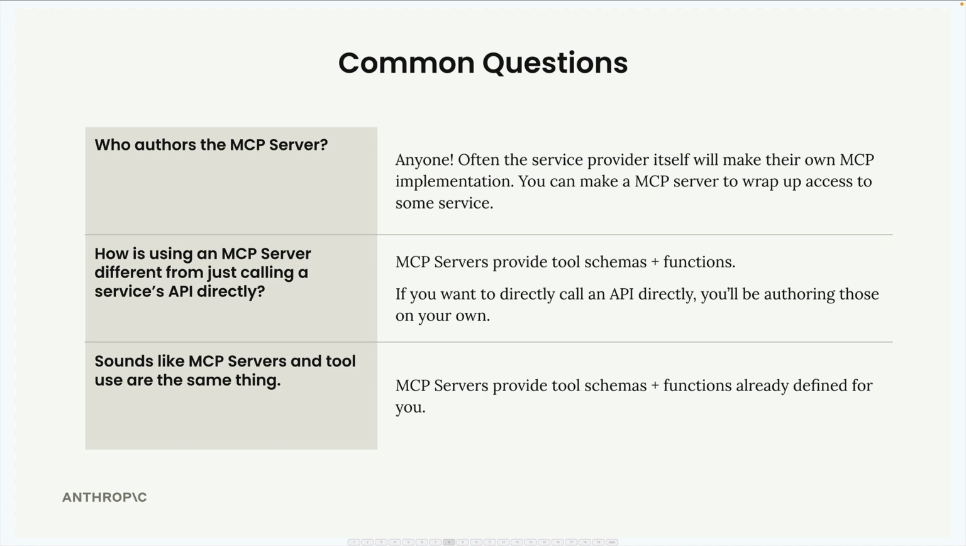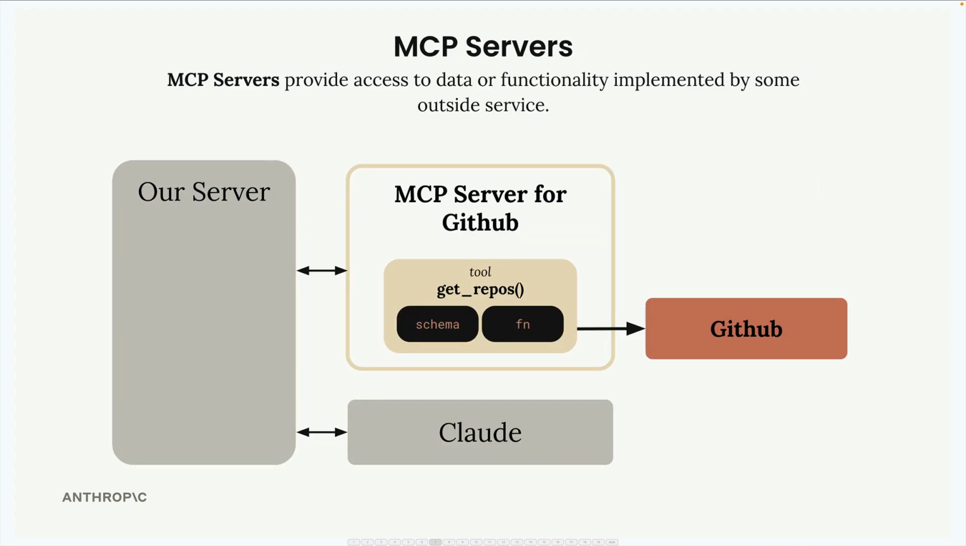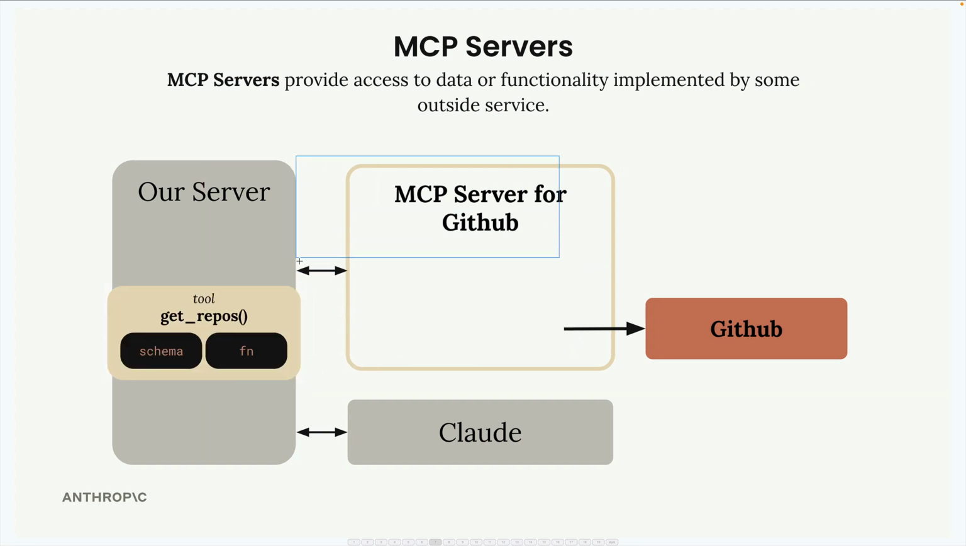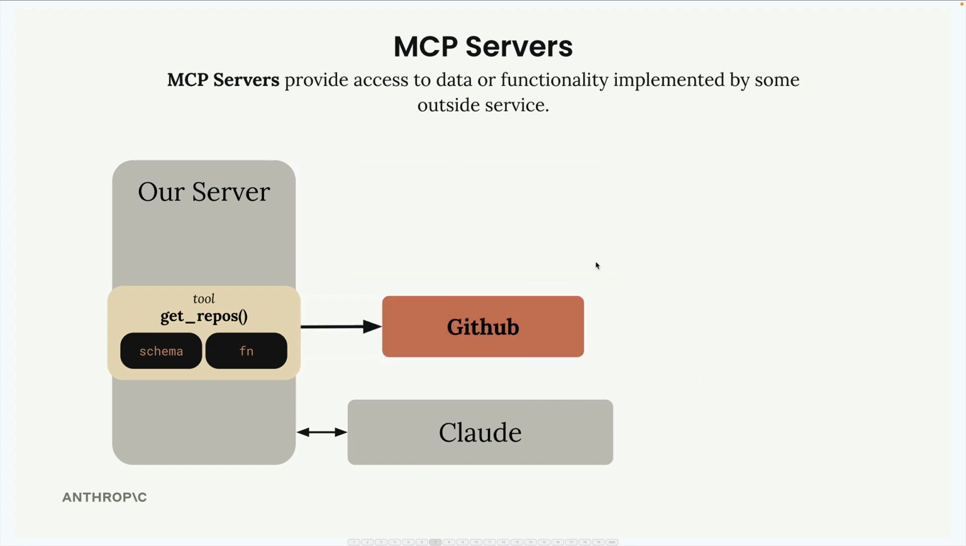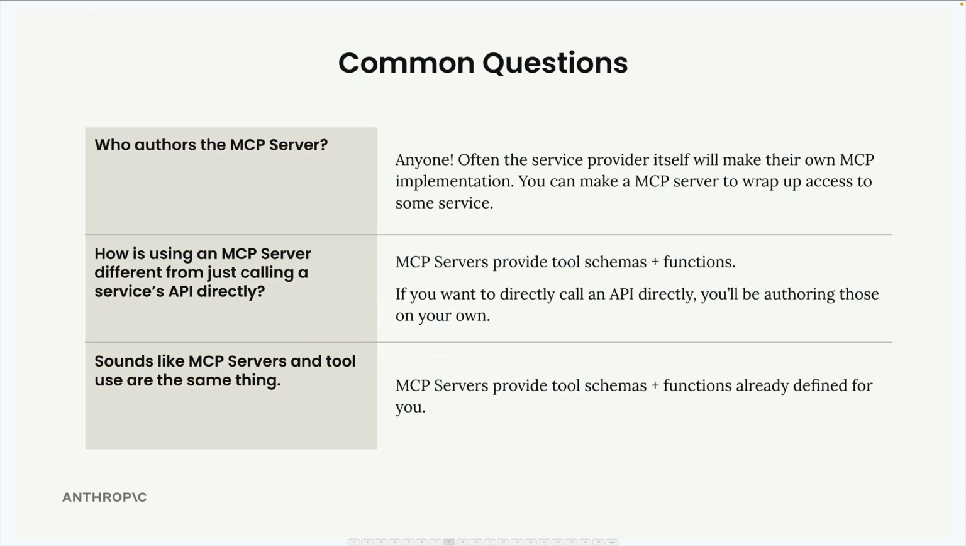The second common question is, how is using an MCP server different than just calling a service's API directly? Well, as we just saw, if we wanted to call an API directly, such as GitHub, then we would have to author this tool ourselves. And now we can call GitHub directly. So what did we gain here? Well, all that really changed was we are now having to author the schema ourselves and the function implementation ourselves. So simply by adding in the MCP server, we are saving ourselves a little bit of time.